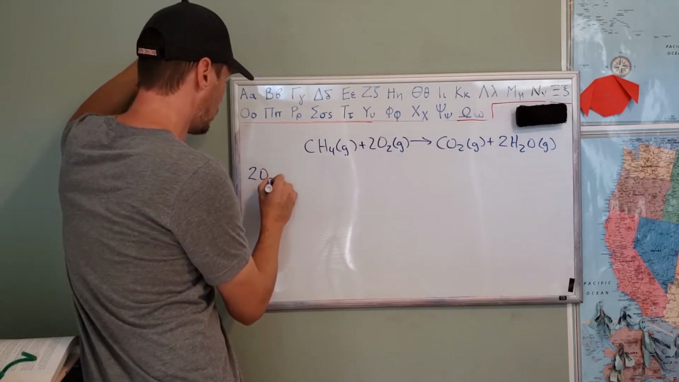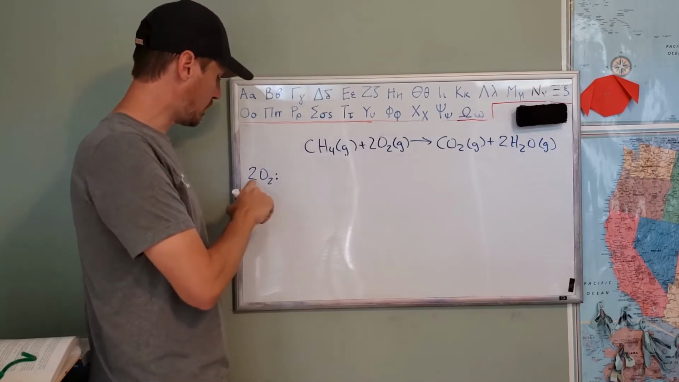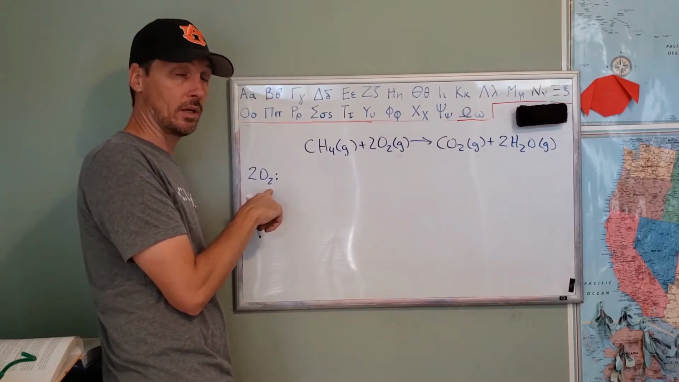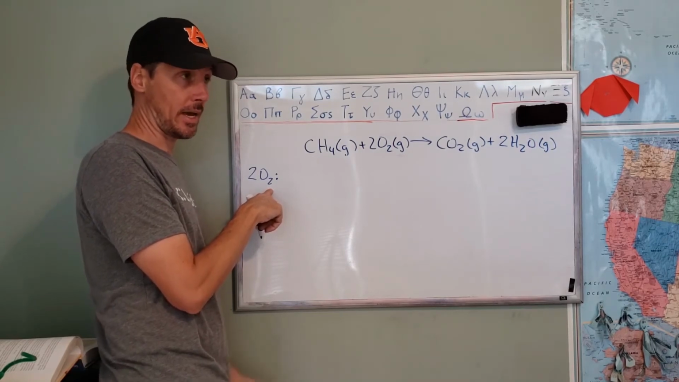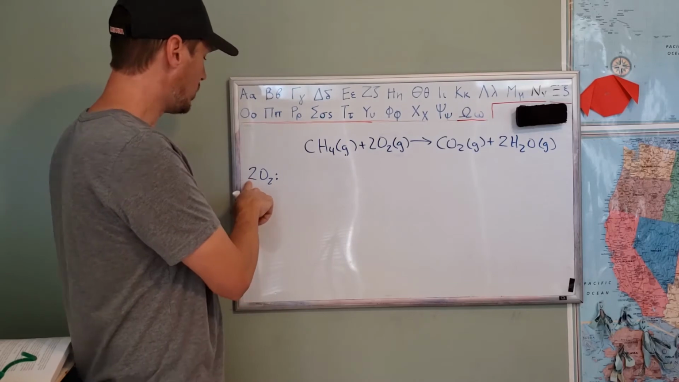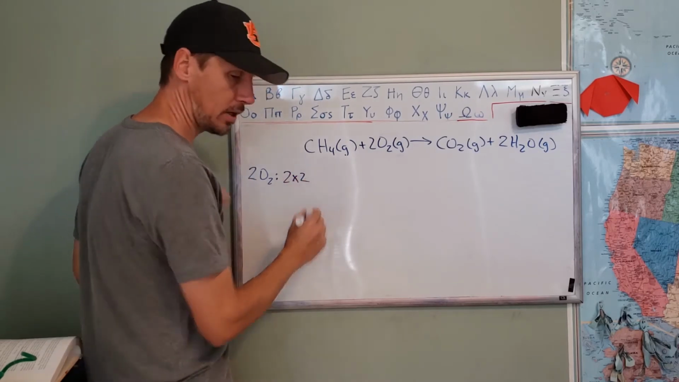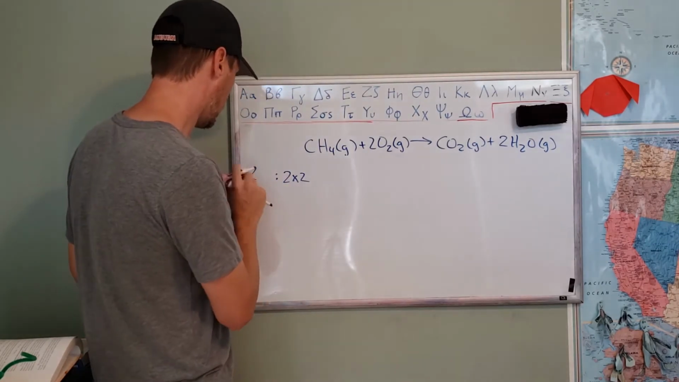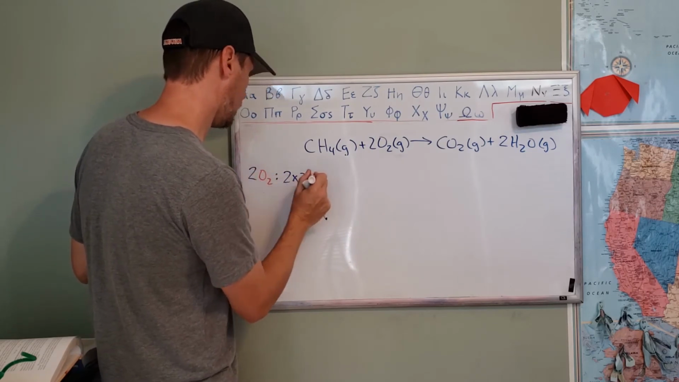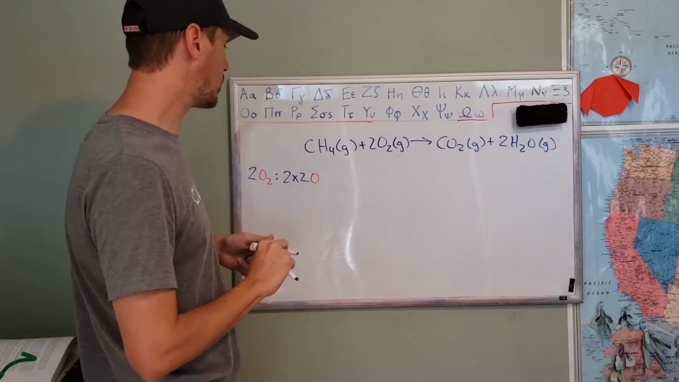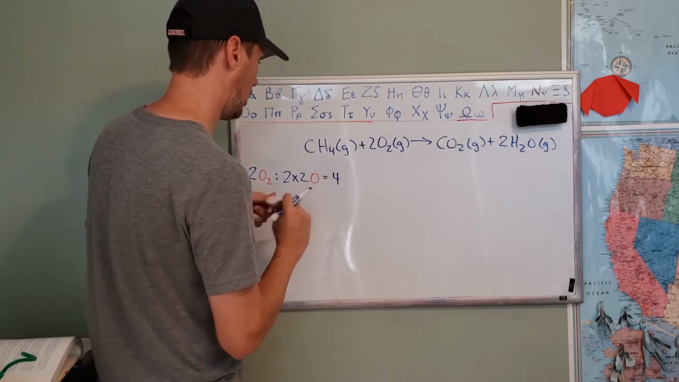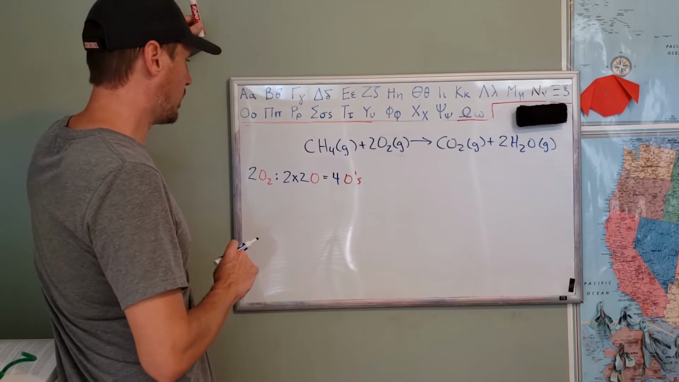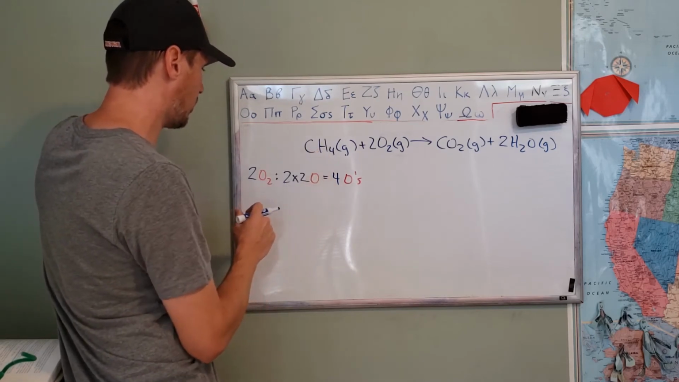All right, if we've got 2O2 on this side, what you do is take the big number in the front and multiply it times the little number, the subscript on the element, to determine how many total atoms there are for that particular substance. So 2 times 2 oxygen atoms. To eliminate confusion, because when you write an O next to a number you may think it's a 0, 2 times 2 O's is going to give us a total of 4 O's.